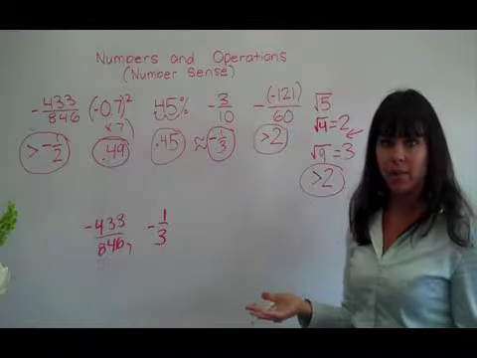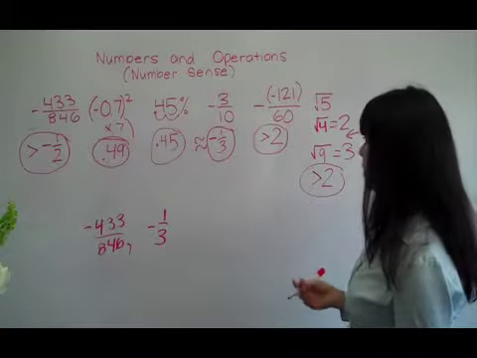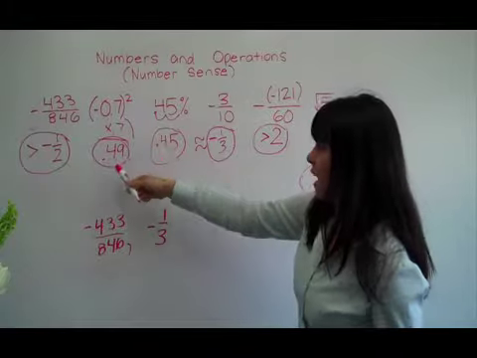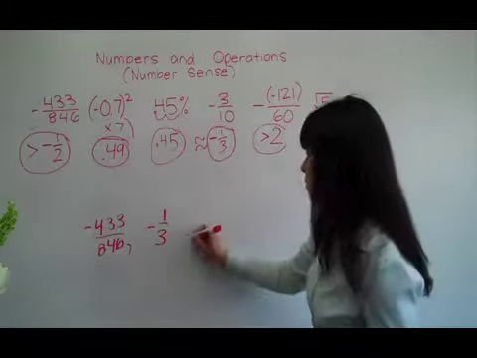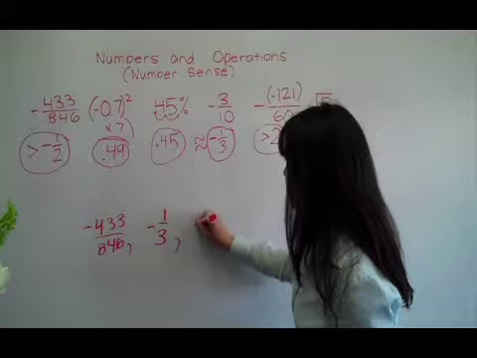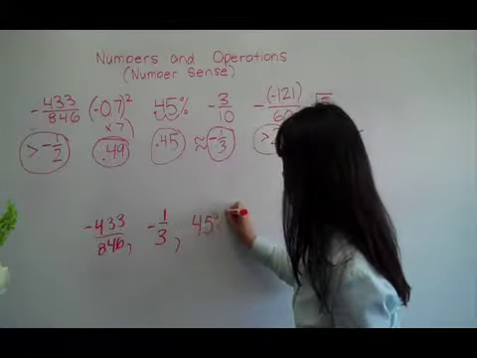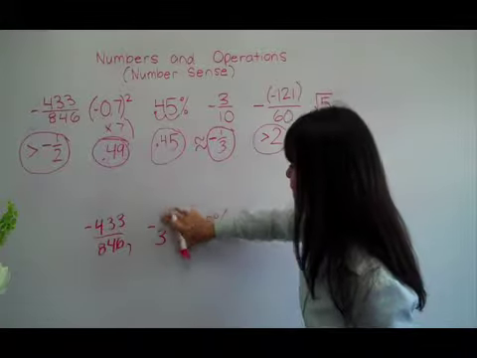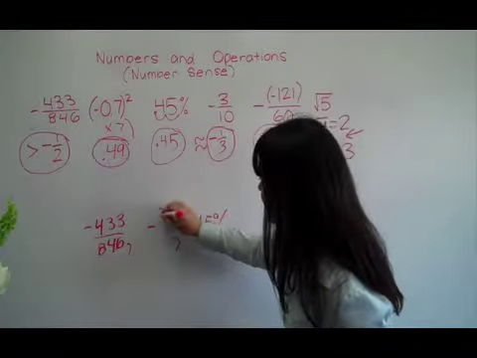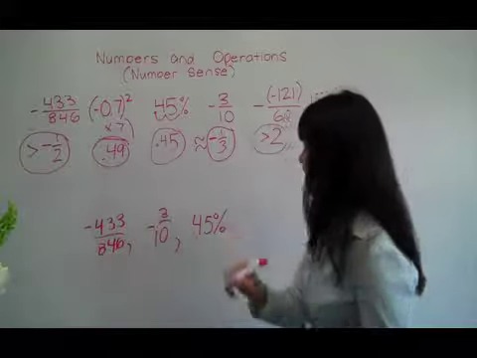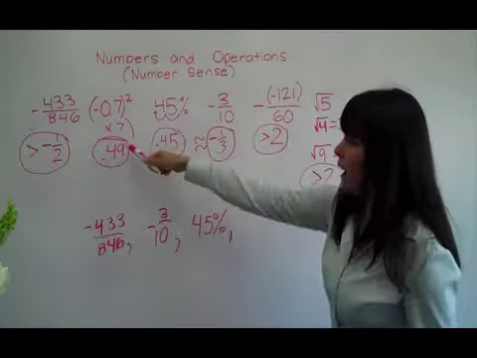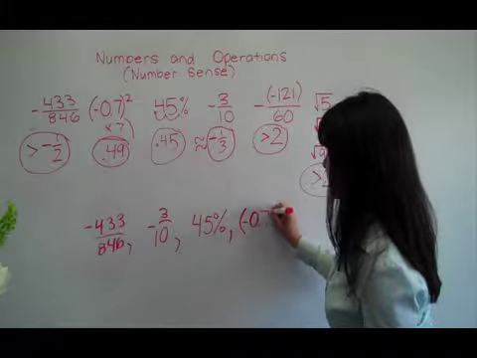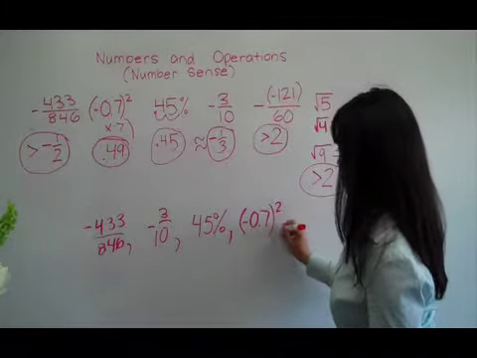Now we can go into the positive range. Okay, what's the smallest positive number? Well, we're looking between 0.45 and 0.49, so clearly 0.45. So that would be 45%. And this is not negative 1/3, this is negative 3/10. Okay, 45%. Then we will have negative 0.7 squared.